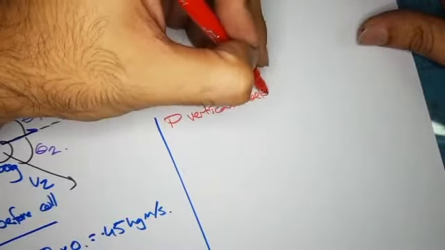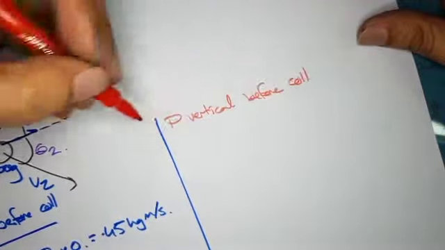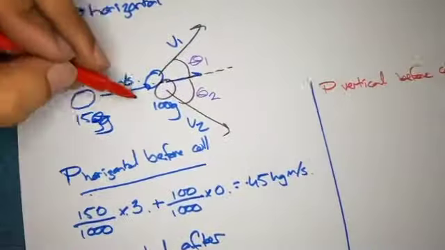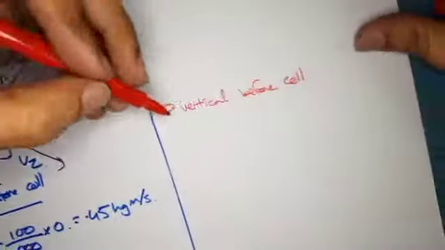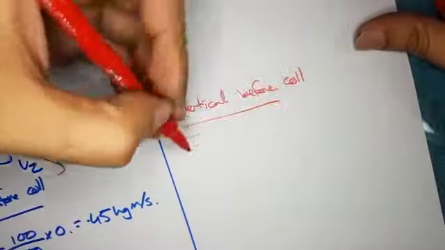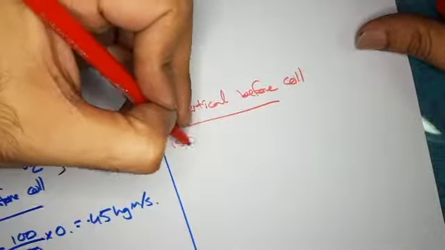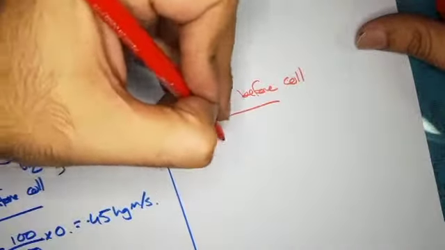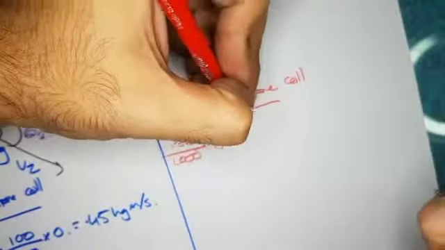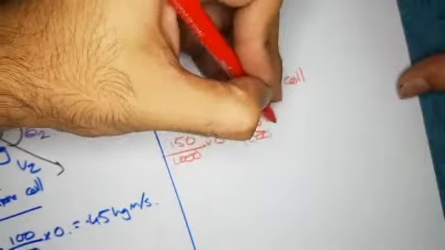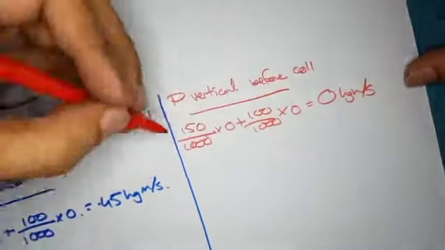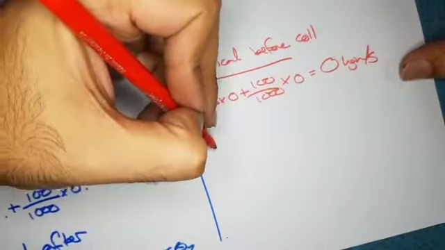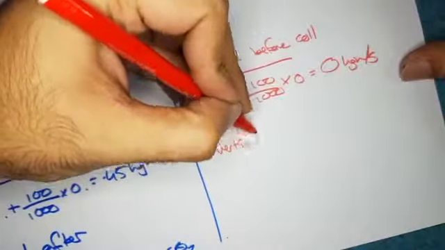Before collision, 0. So it's basically the vertical component of this plus the vertical component of this, which is basically 0 plus 0. So we can just simplify this, but let's just write it all out. It's going to be 150 divided by 1000 into the vertical velocity, which is 0, plus 100 grams divided by 1000 into 0, which is equal to 0 kg meters per second. And what is the momentum vertical after collision?